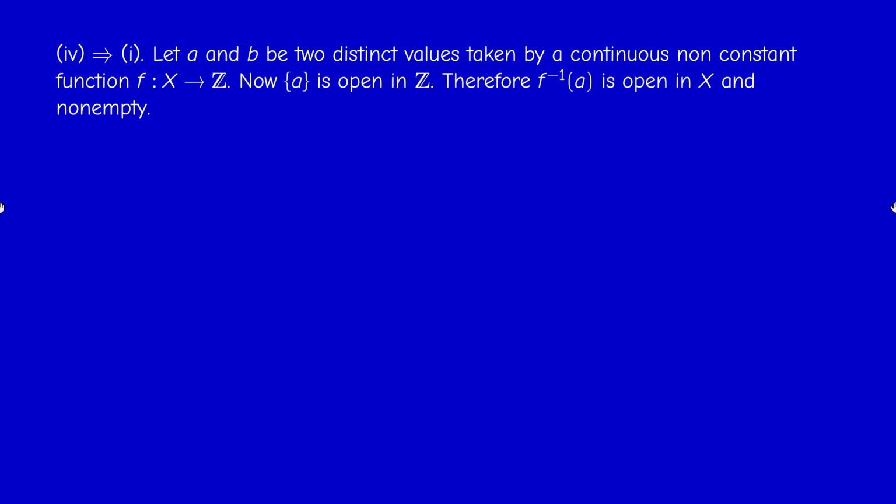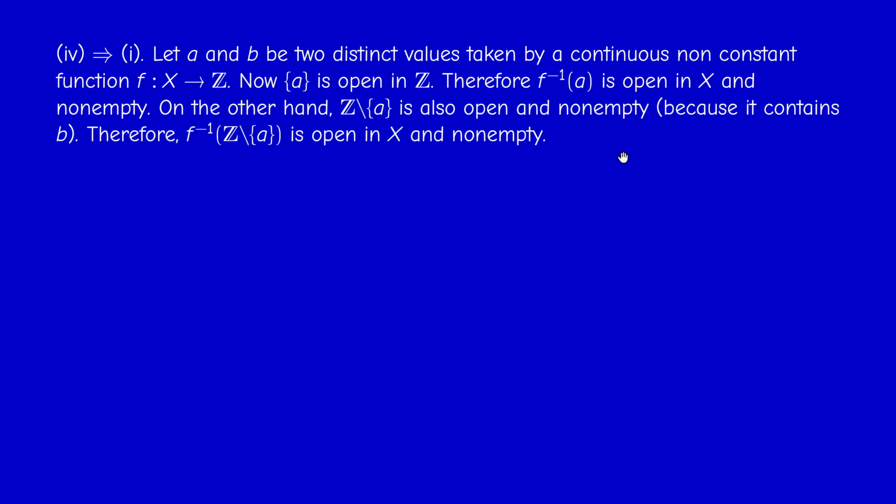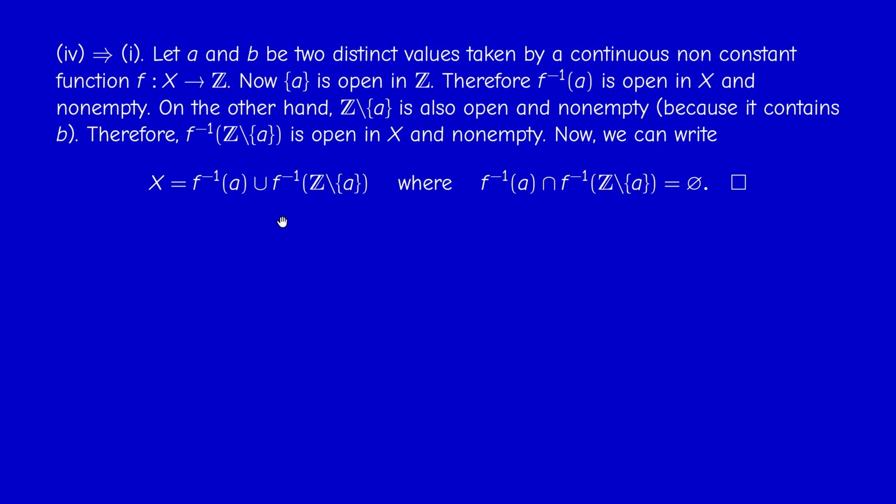And since f is continuous, the inverse image of this singleton, so instead of writing f minus 1 of the singleton a, we write simply f minus 1 of a. So since the singleton a is open and f is continuous, the inverse image of this singleton under f is open in X, and of course not empty. On the other hand, the complement of a is also open because the singleton a is closed, and therefore its inverse image under f is open. And therefore, now we have a separation of X.